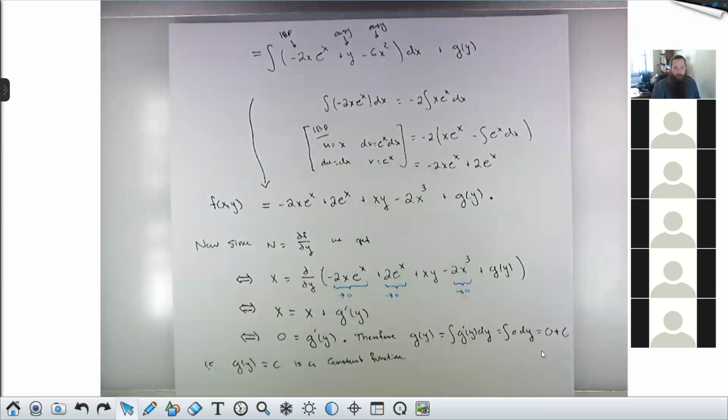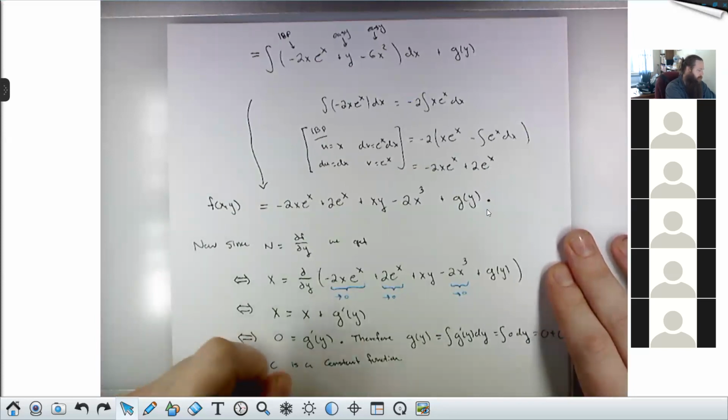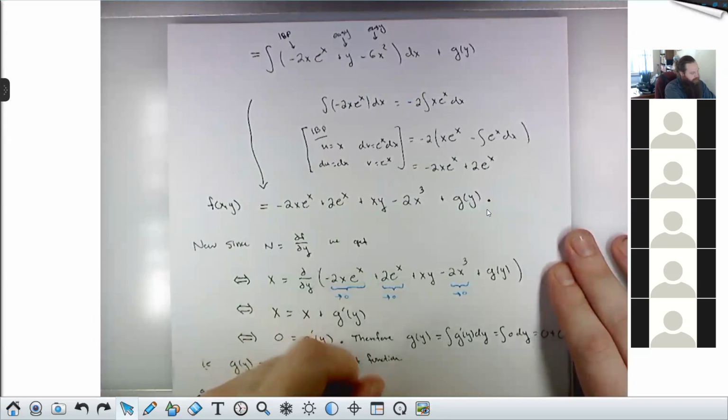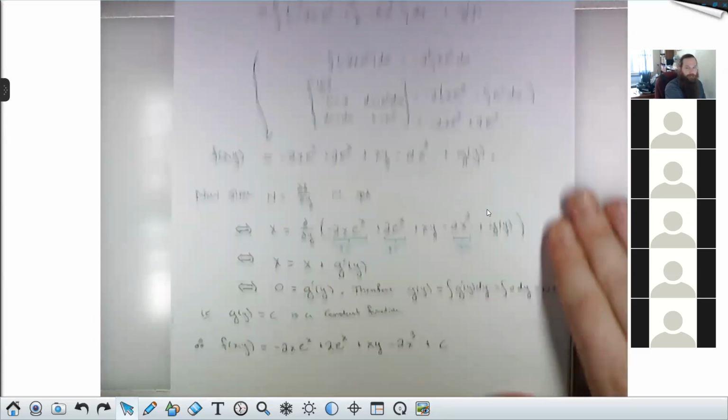So we're done. F of xy is this thing, and now I know the only part I didn't know before, which was g. It's a constant. So therefore, f of xy is equal to negative 2x e to the x plus 2 e to the x plus xy minus 2x cubed plus a constant.